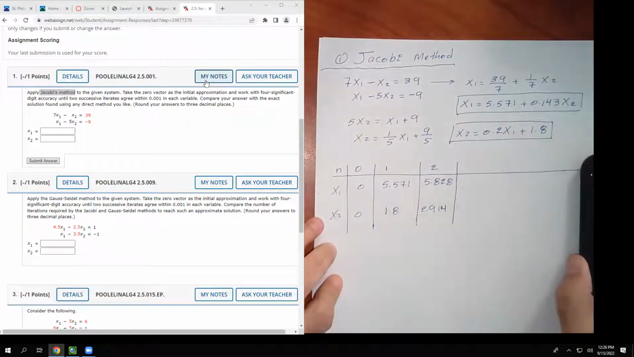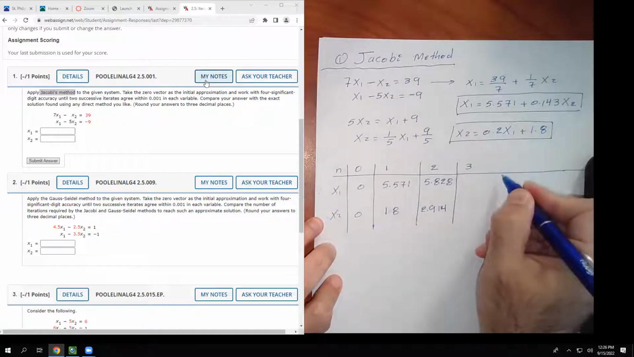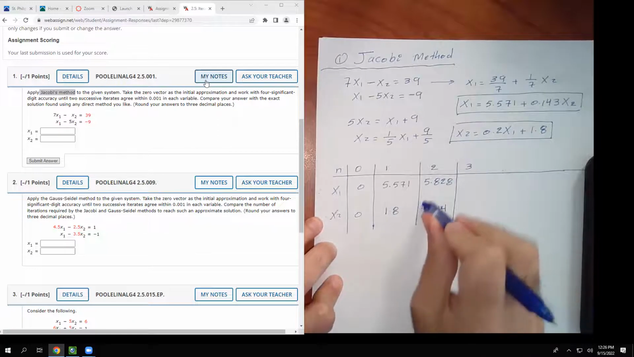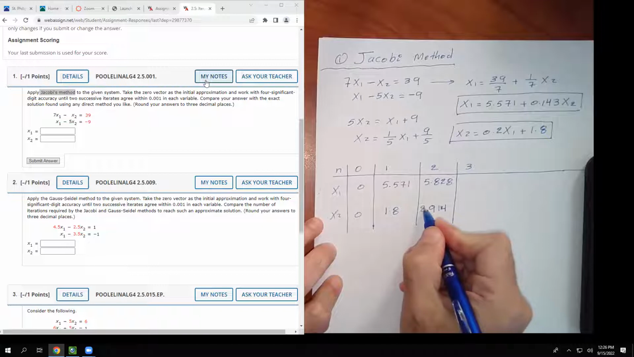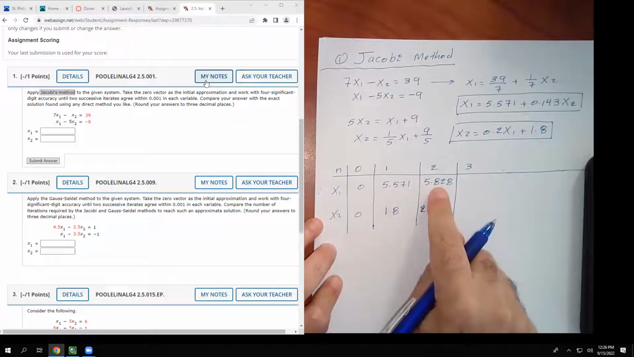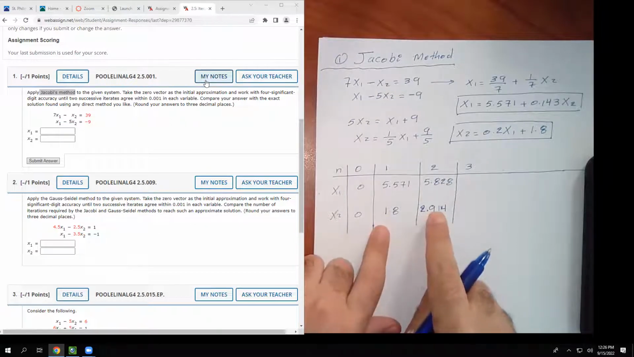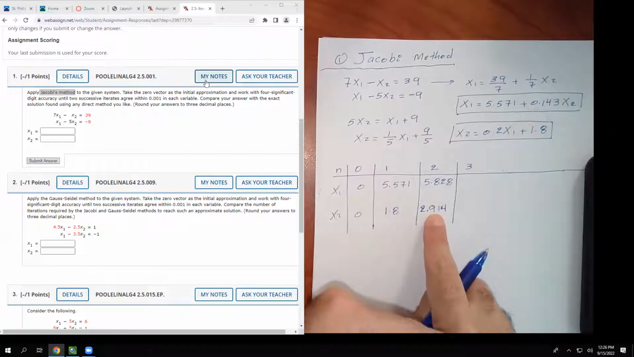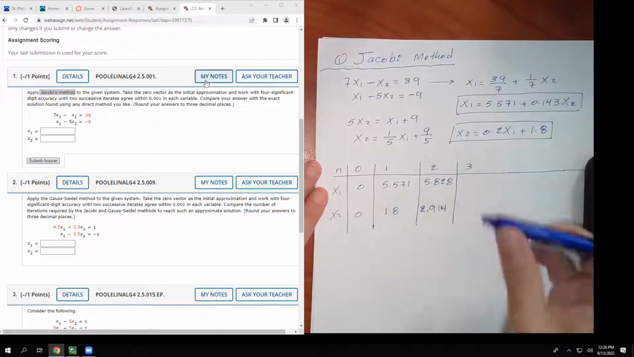Let's keep going to the third iteration. So until now, this one goes up, which means we are approaching the number 6. This one goes up from 1.8 to 2.9, which means it converges to the number 3. x2 goes to 3, x1 goes to 6. Let's check the third iteration.